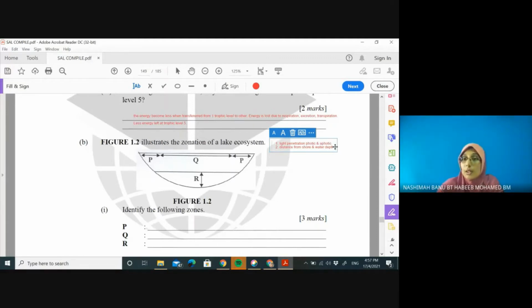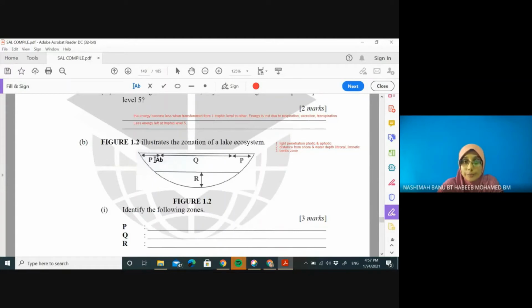So kalau distance from the shore, we have littoral, limnetic, okay, so littoral dan limnetic. Selalunya kalau dasar sekali kita sebut sebagai apa? Yes, profundal zone. Okay, so kenal pasti dulu dan baru kita mula jawab. Now, identify the following zone.